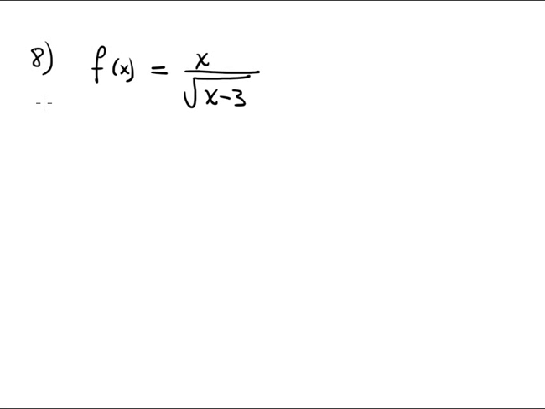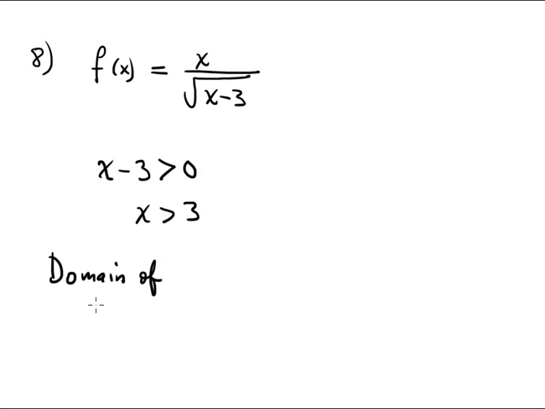Okay, number 8 is the same. It's find the domain of the function f of x. In this case, we have a fraction and we have a radical. Therefore, the restriction is x minus 3 must be positive. No 0 and no negative, only positive. And solving, it is x greater than 3. Then the domain of f of x is all real numbers such that x satisfies this condition: x must be greater than 3.